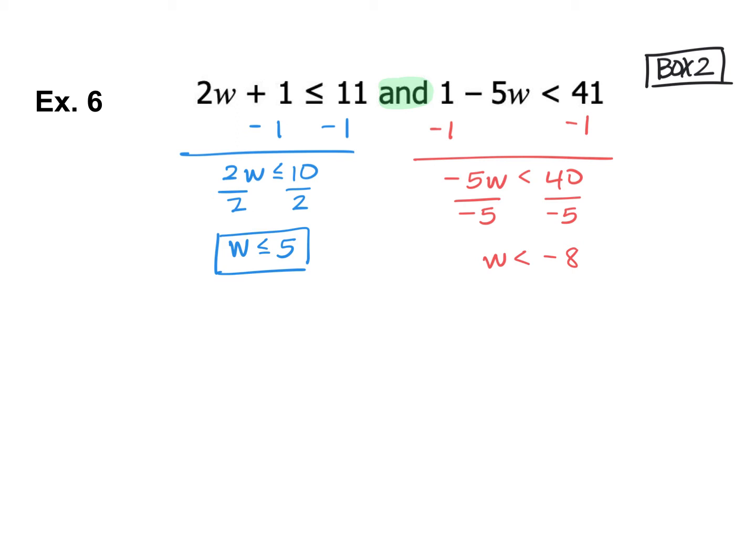All right, hopefully you, ladies and gentlemen, were able to identify my mistake. My mistake was that I divided both sides by a negative number, which is -5. Therefore, I should have reversed my inequality. That means it should have been w is greater than -8 instead. So this one was incorrect.